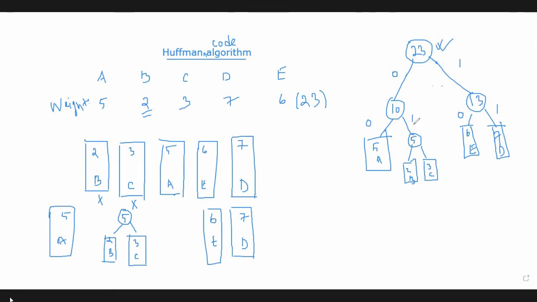We are assigning some weights, or we can call it code. And this C is the right child of 5, so we'll assign 1. And for the left child, the value will be 0.